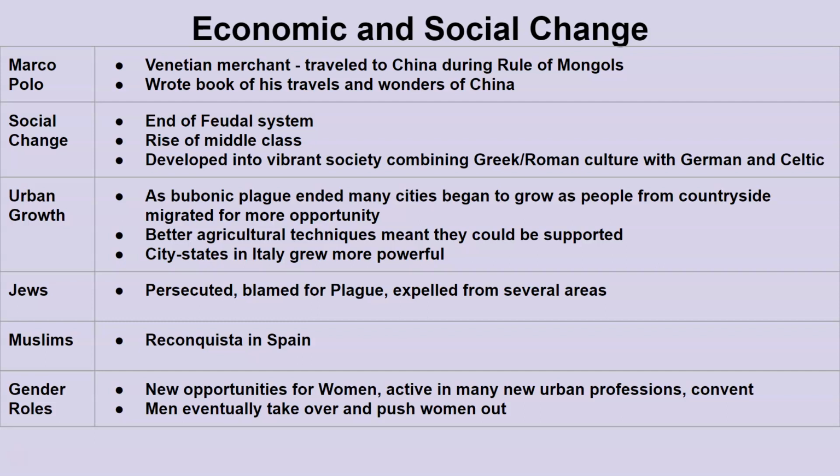Cities begin to grow. With the end of the plague, people move from the countryside to the city for more opportunity. The growth in agriculture helps, and the leaders of this are really the city-states of Italy. Jews continue to be persecuted. They were blamed for the plague and expelled from several areas. Muslims have a bit of a rollback during this time, at least in Europe. It will turn around the other way in the next period as the Reconquista of Spain takes place, with Christians driving Muslims out of Spain.